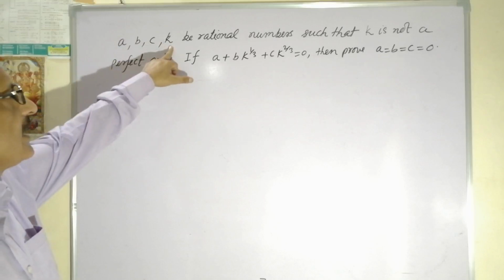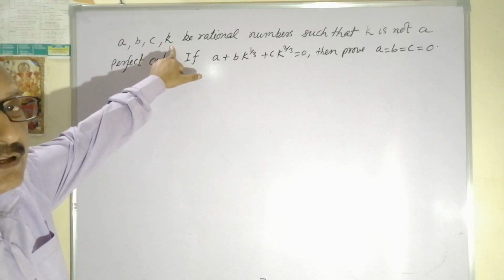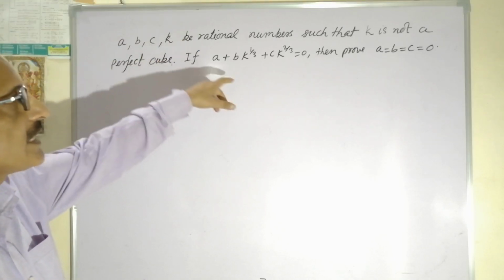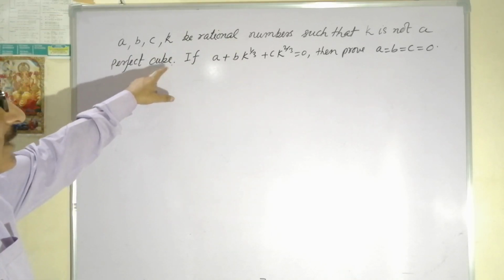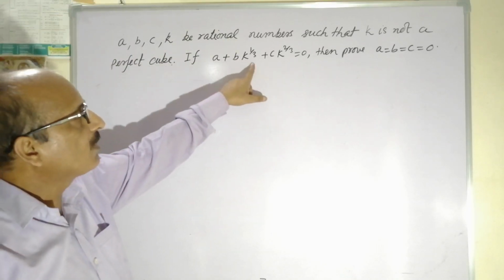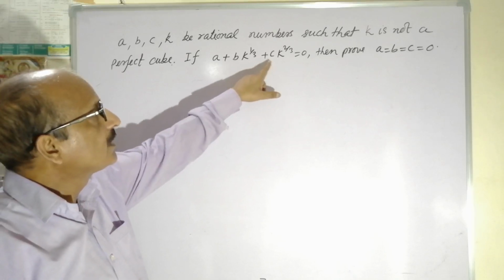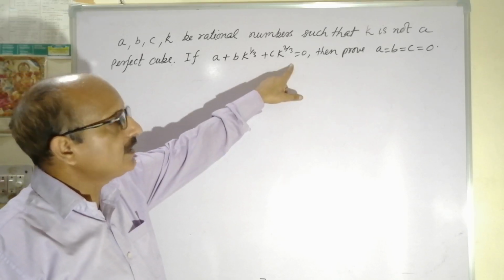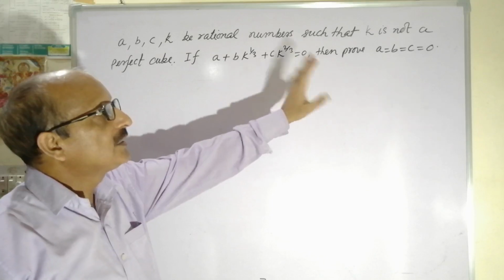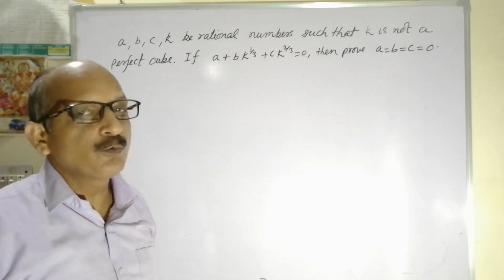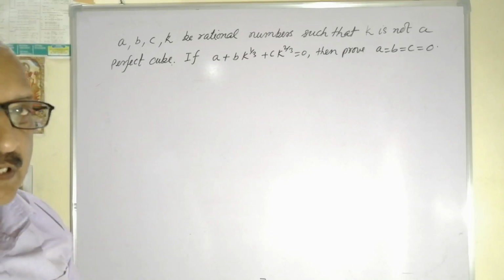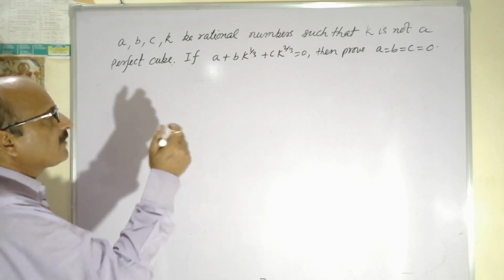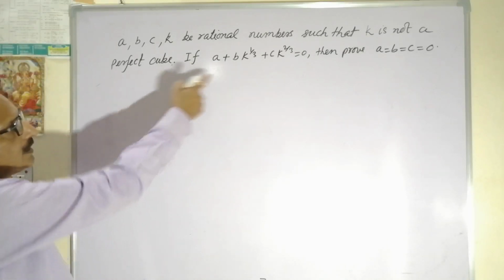A, B, C and K are rational numbers, such that K is not a perfect cube. Under the condition that A plus B K to the power 1 by 3 plus C K to the power 2 by 3 is equal to 0, we need to prove that A is equal to B is equal to C, every term is equal to 0. So what to do? First of all, we would like to take the same equation.